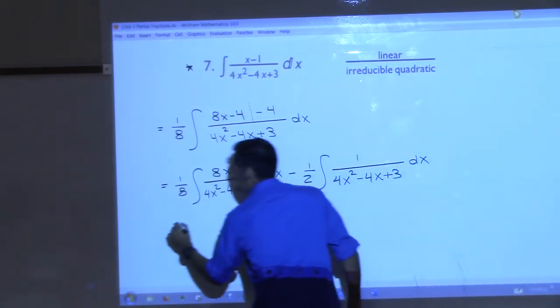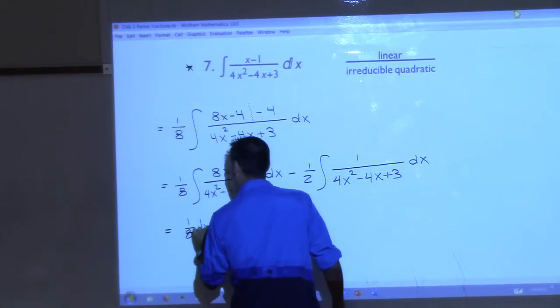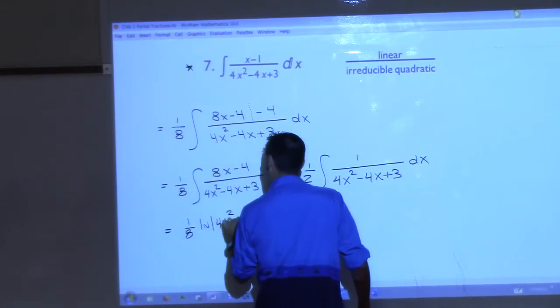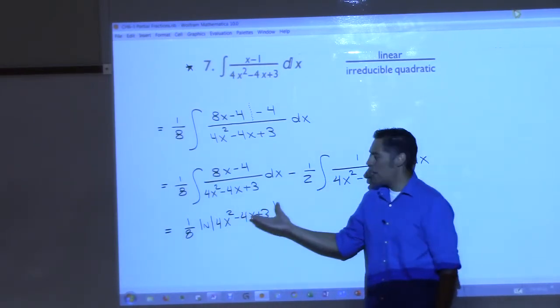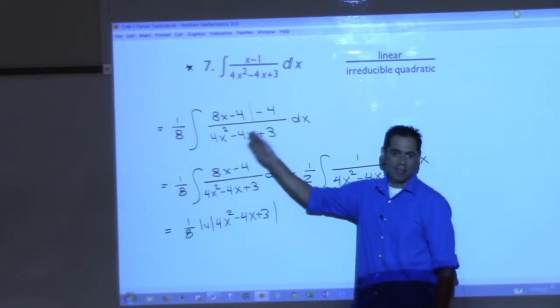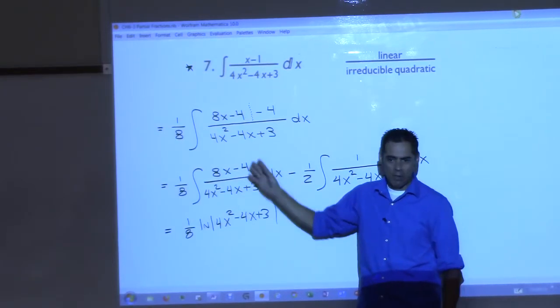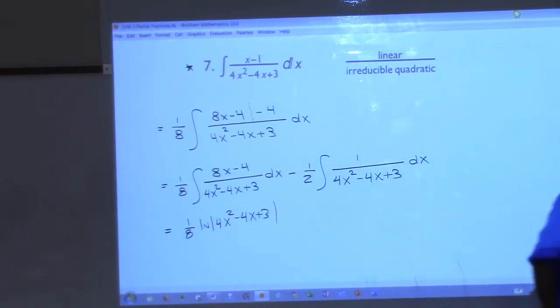So this one's just going to become 1/8 natural log of 4x squared minus 4x plus 3. I'm not even showing this work, because we already knew that when we did a basic u substitution, this was u, that was du, so that's 1 over u, and the antiderivative of 1 over u is natural log of u. Yes? That's what that is. So I'm done with the integration on that one.